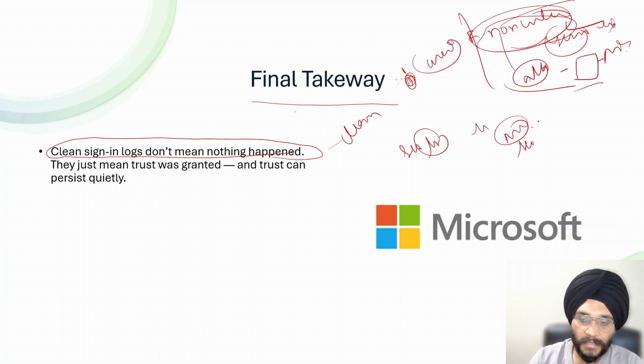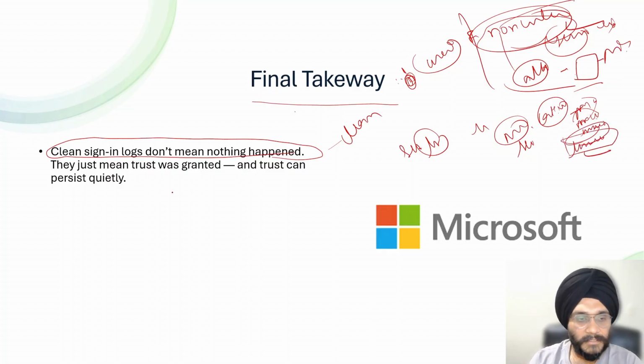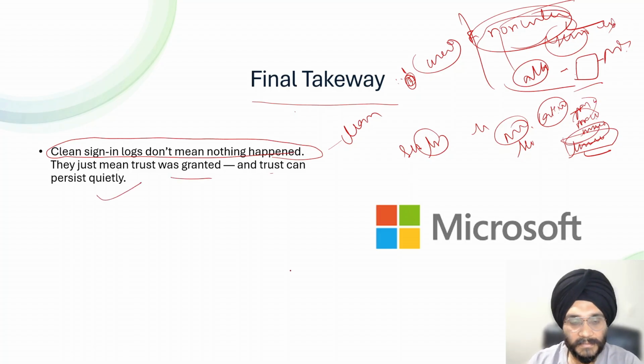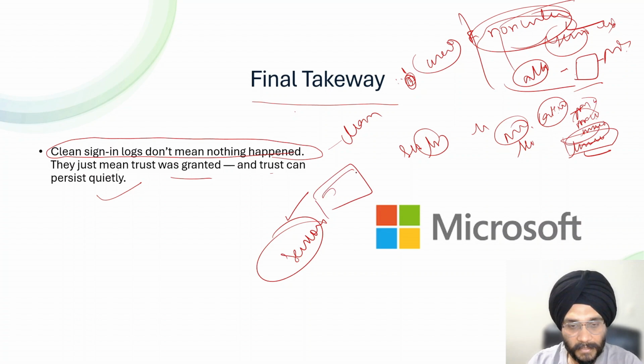He can capture the session by using phishing links or info-stealer malware installed on computers, and try to capture the sessions. This just means trust was granted and trust can persist quite quietly. One session is done, a token is issued, a session is created, and he can do whatever he wants in that particular session.